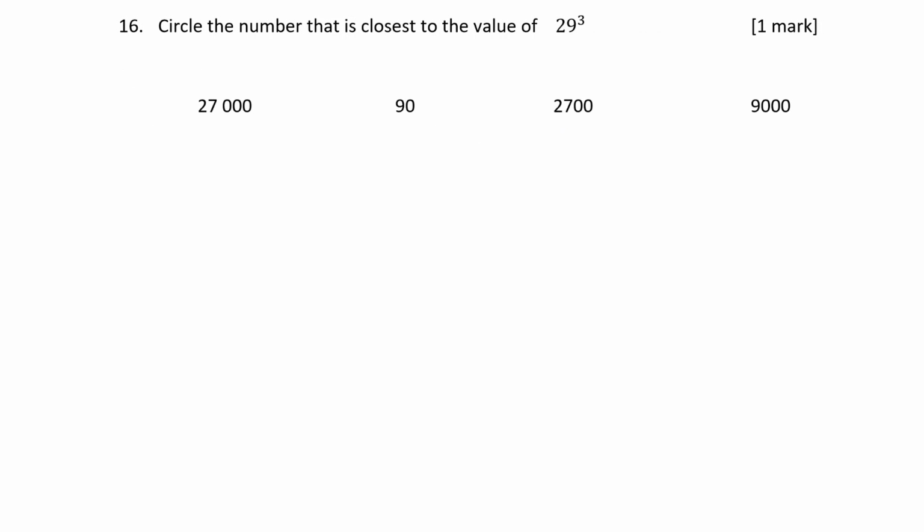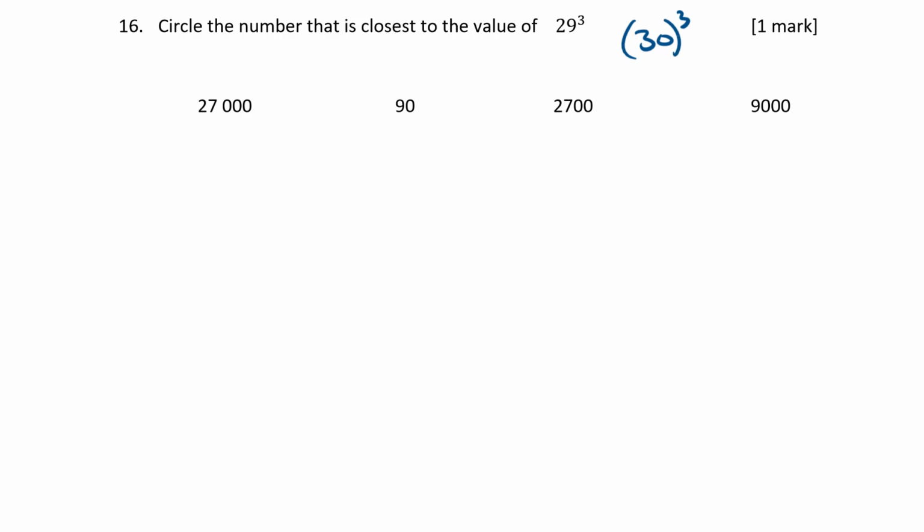Question 16. Circle the number that is closest to the value of 29 cubed. Okay, so cubing something is multiplying it by itself 3 times. So I don't really want to work out 29 times 29 times 29. But if I estimate 29 to be close to 30, then 30 cubed I can easily do.